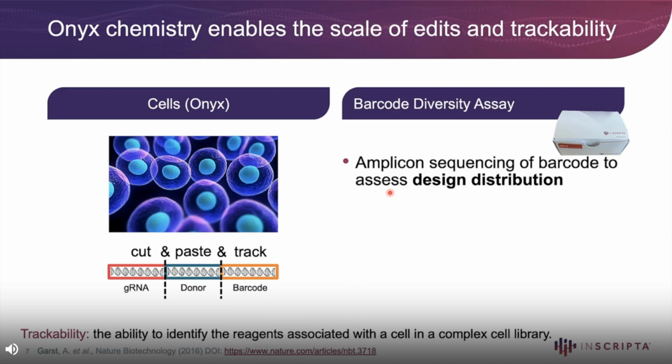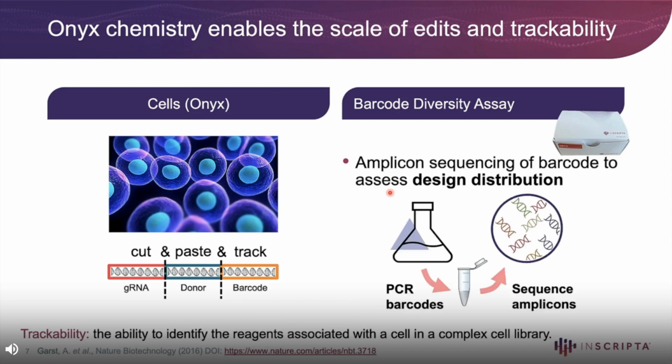Our barcode diversity assay is what allows you to actually figure out the design distribution of your cell population. When you have your culture here, you'll extract the genomic DNA, and then using that DNA, the barcodes will be PCR'd, and these amplicons will then be sent for sequencing.